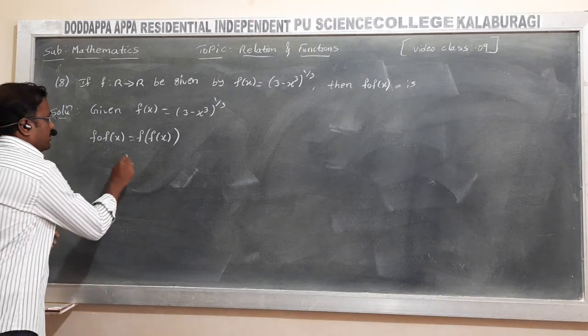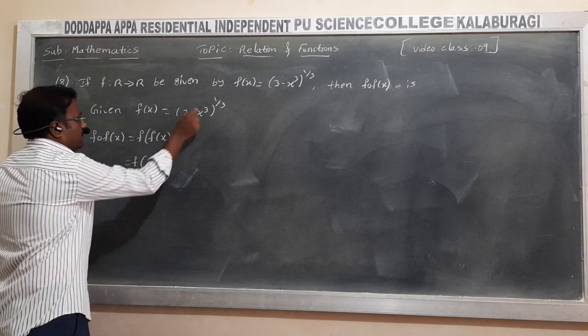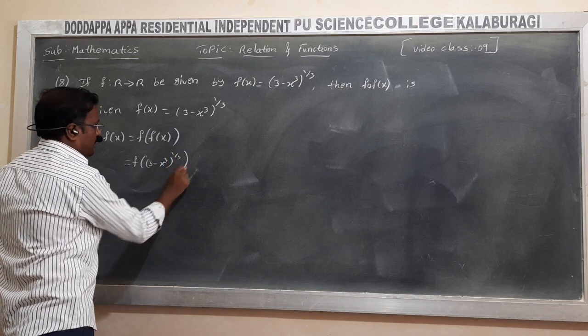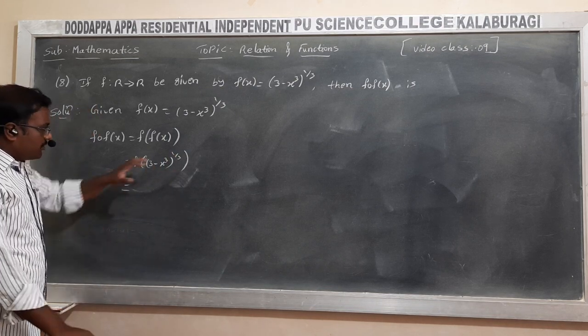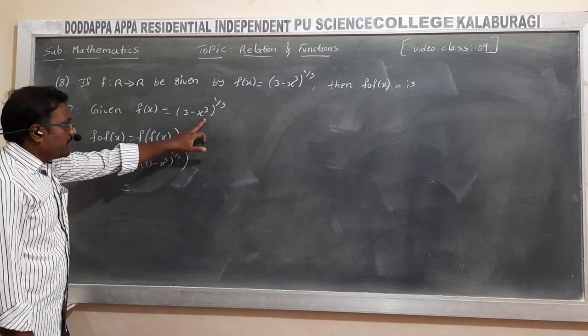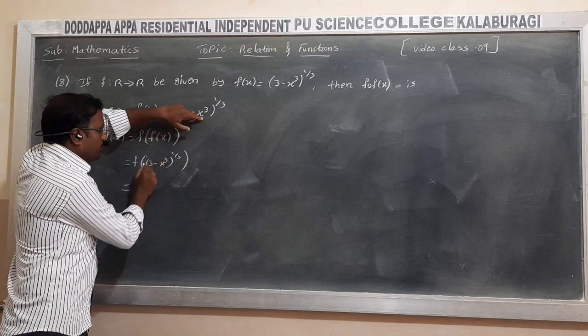f of x. So f of x value is 3 minus x cube whole power 1 by 3. Again it should be considered x, it should be f of x. Now in place of x you can substitute this whole value.